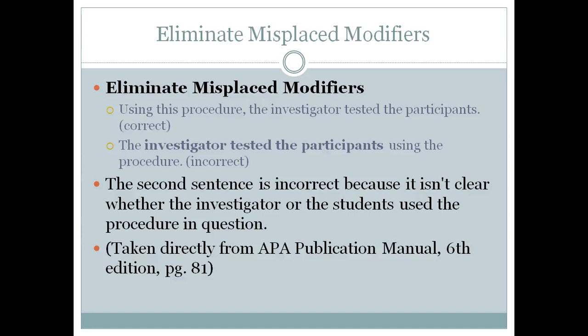Eliminating misplaced modifiers. This one can be a little bit confusing. But here's an example. Using this procedure, the investigator tested the participants, which is a correct sentence because the investigator used this procedure. Whereas if you say the investigator tested the participants using this procedure, you don't know if the participants used the procedure or the investigator used the procedure that's in question.